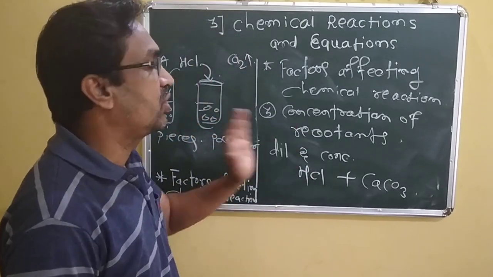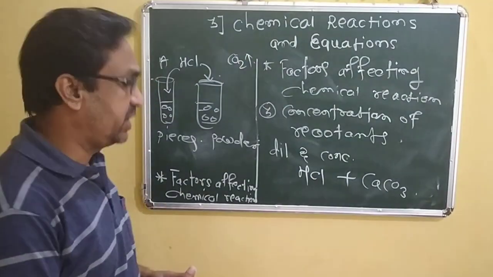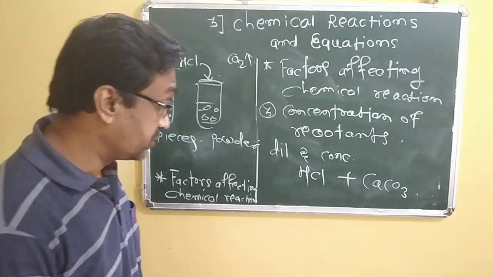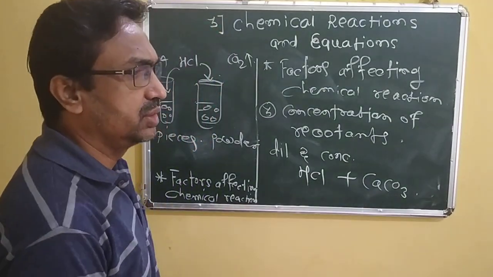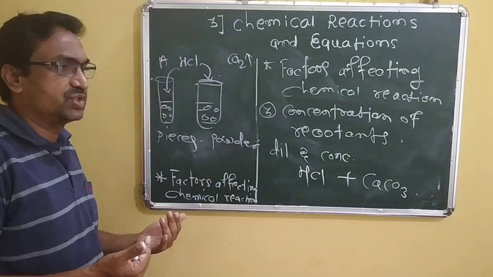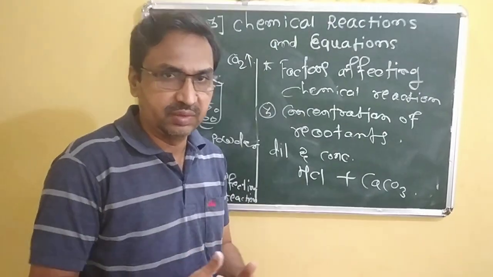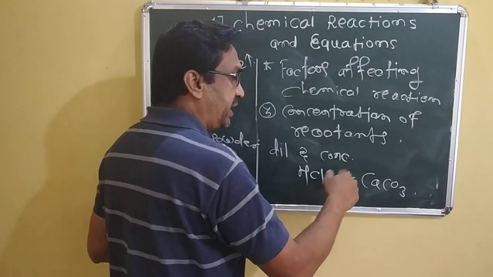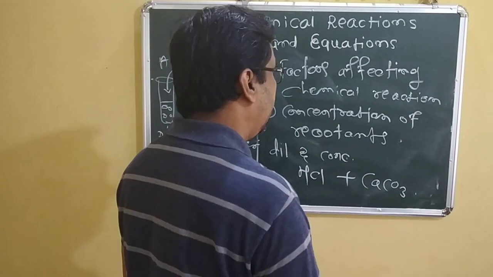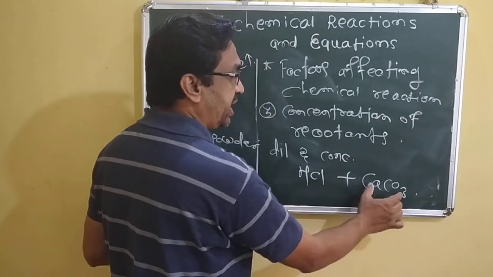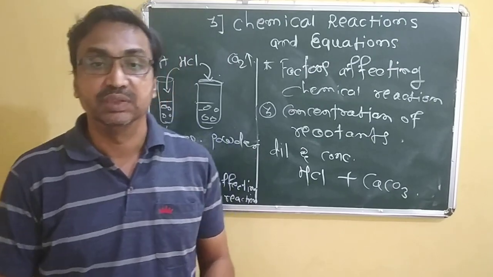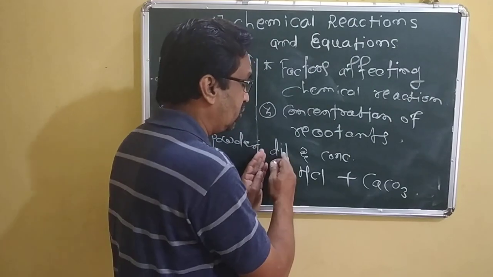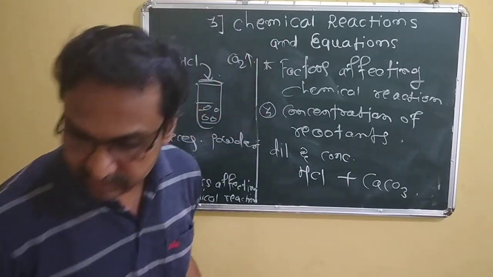So the concentration of the reactant is important. The greater the concentration, the faster the reaction. The rate of reaction is proportional to the concentration of a reactant. The reaction is faster when the concentration of a reactant is greater. When dilute HCl and concentrated HCl react with calcium carbonate separately, we can easily see that the concentrated HCl reaction is faster than that of the dilute HCl.